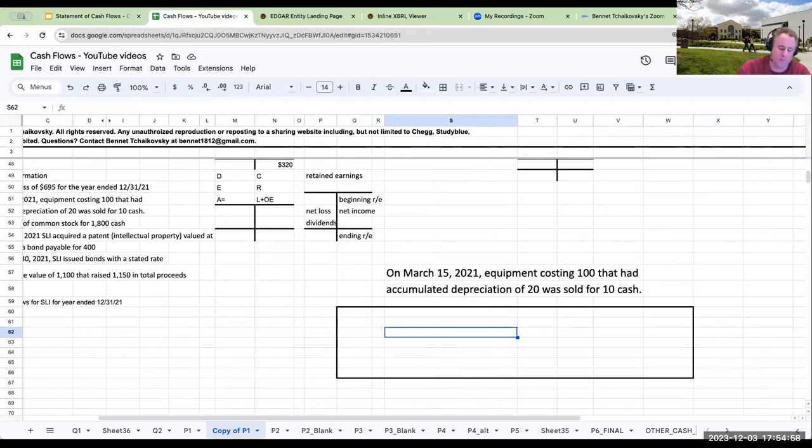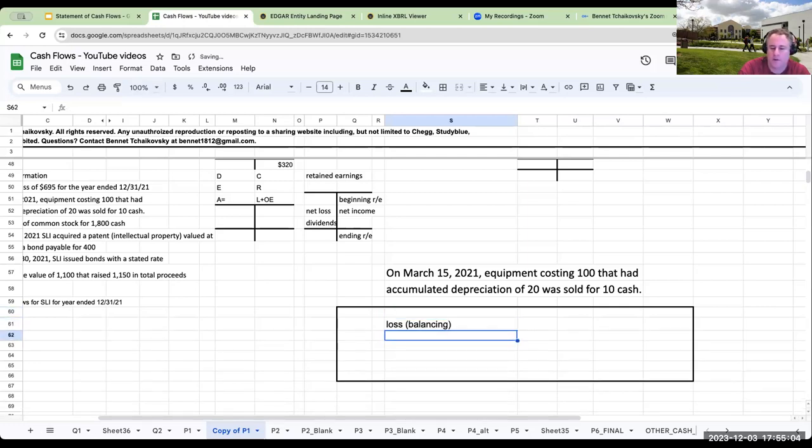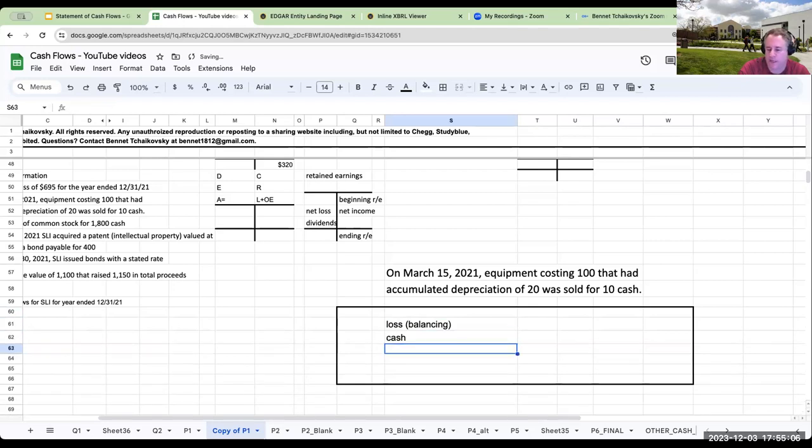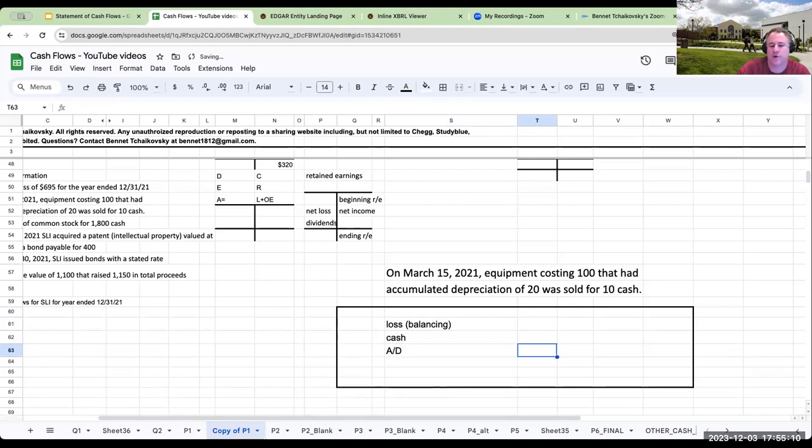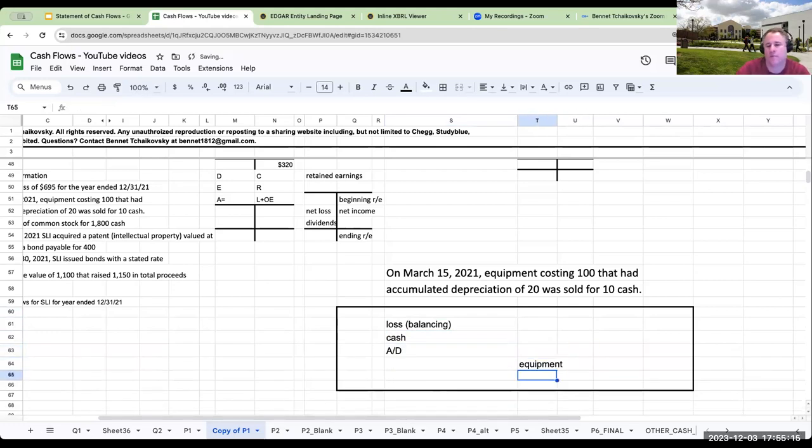When I sell equipment, right, I have over here loss balancing. I'm going to have cash that I received. I have to take the accumulated depreciation off of the books with a debit. I also have to remove the equipment from my books. So with the equipment, typically has a debit balance, go through and show that as a credit. And then over here, gain balancing.